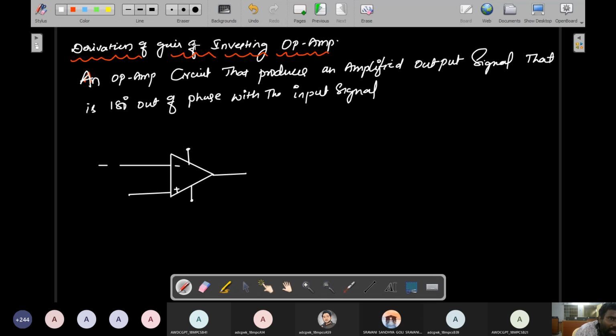And now I will derive the inverting mode. Inverting mode means I will give the input signal to the inverting terminal only. The non-inverting terminal is simply connected to ground. So this mode of operation is called the inverting operational amplifier. I'll connect one input resistor. Through the input resistor, the input signal is given to the circuit. So this is called the input signal.